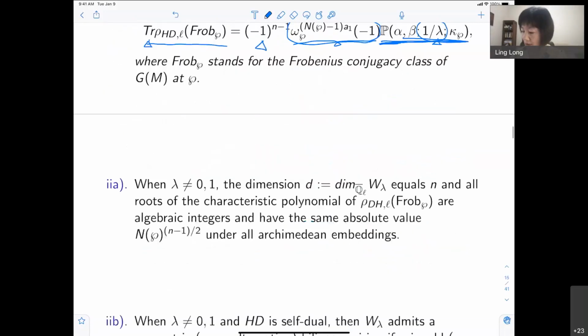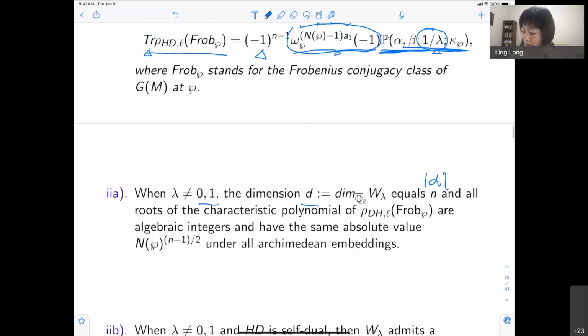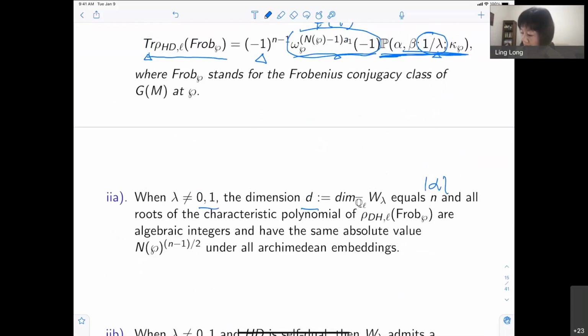Now let me talk about the dimension. In the case where you're avoiding those primes, we are already assuming lambda is not 0, and it's not 1 as well, the dimension will be the same as the length of the alpha set. And it's more than that. Also, once you have a Galois representation, you can compute the characteristic polynomial as well. All roots of the characteristic polynomial are algebraic integers and have the same absolute value, which is going to be the norm of the prime ideal raised to n minus 1 over 2.